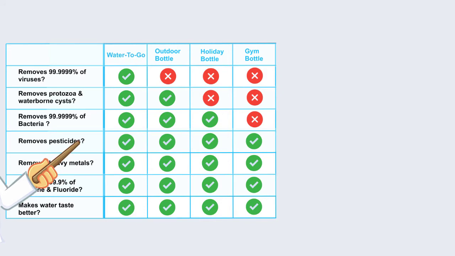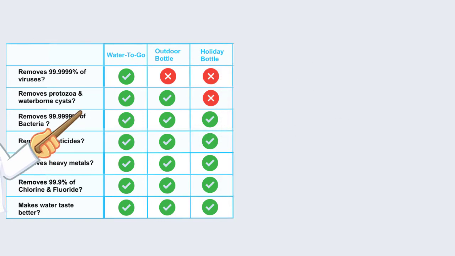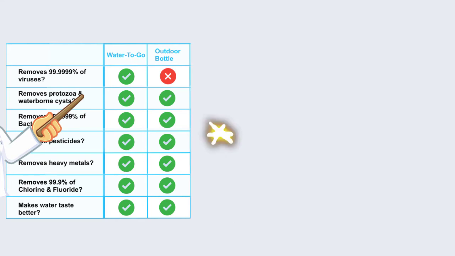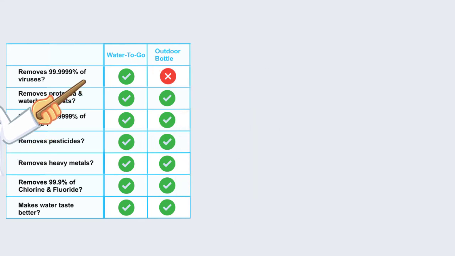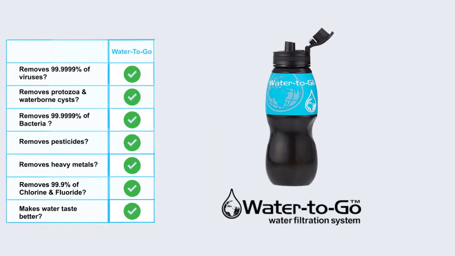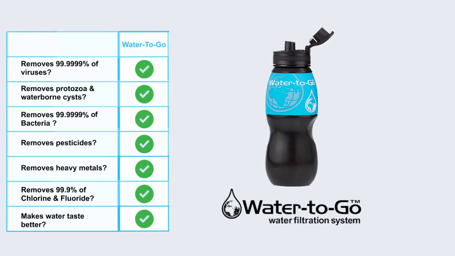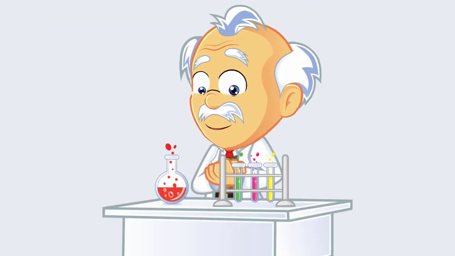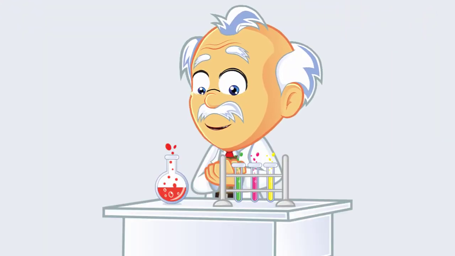Does your filter take out up to 99.9999% of bacteria? What about protozoa and waterborne cysts? The big test is, can your filter remove up to 99.9999% of viruses too? Watertogo does all of the above and gives you fresh, clean, safe water at less than 10 cents per litre. Now, that's a filter that truly works.